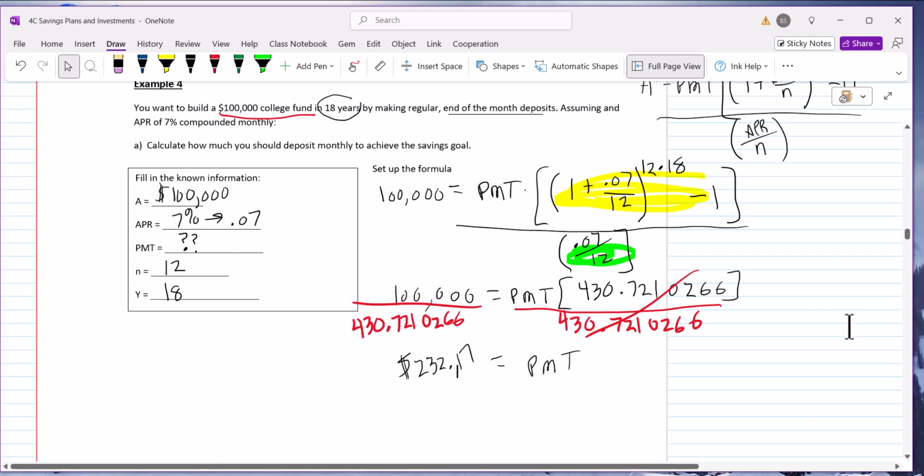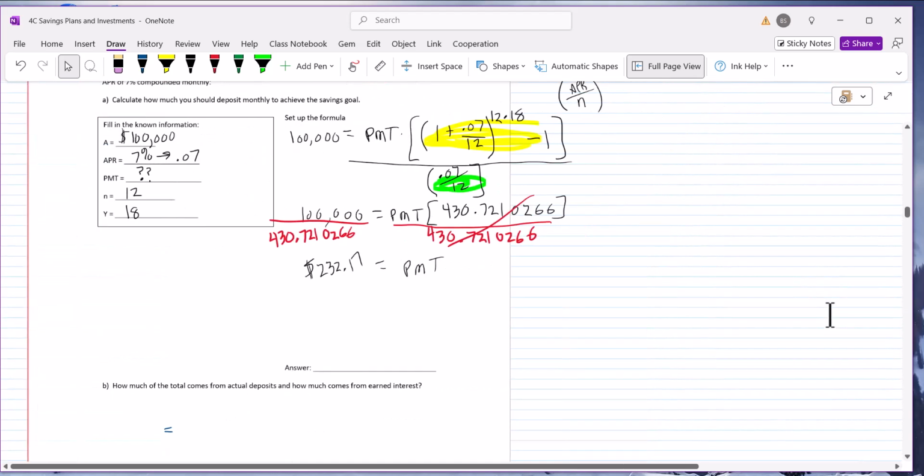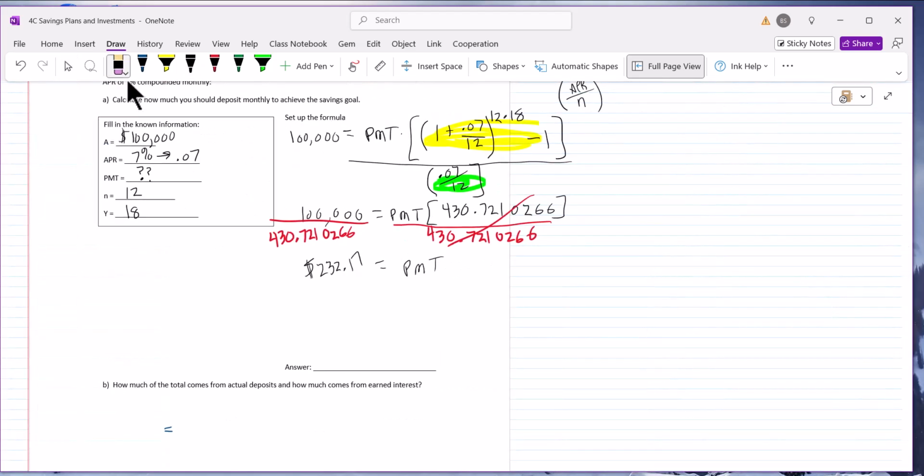Okay, all right. So I'll leave this up here. There's a couple of things on part B that we want to do, which is similar to what we did on the previous problems. So part B says how much of the total comes from actual deposits and how much from interest. Okay, so how would you figure out how much money you put into the account? What would you do?